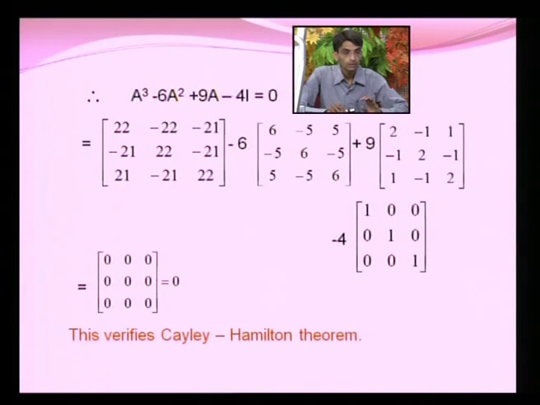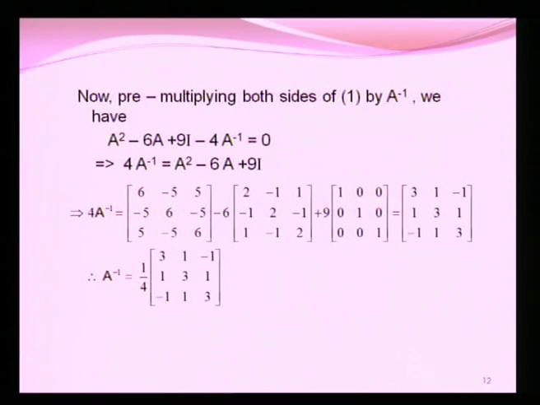So now using this, we also need to find the value of A inverse. Now we have A cube minus 6A square plus 9A minus 4I equal to 0. If we pre-multiply both sides of equation number 1 by A inverse, we will get A square minus 6A plus 9I minus 4A inverse equal to 0. Simplifying that, we get 4A inverse equal to A square minus 6A plus 9I.